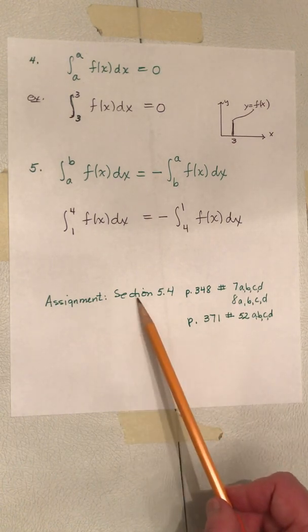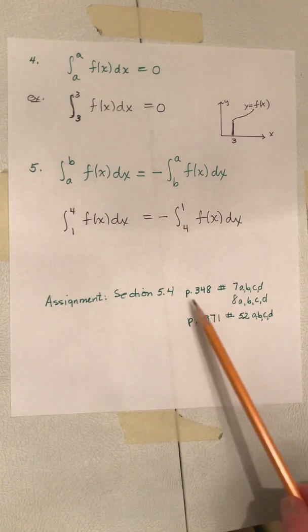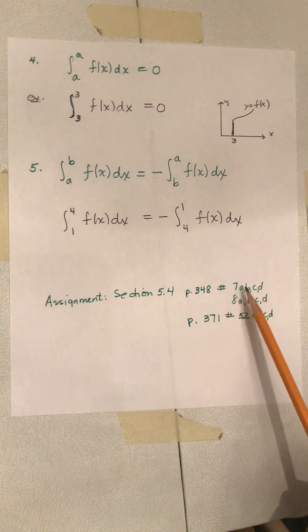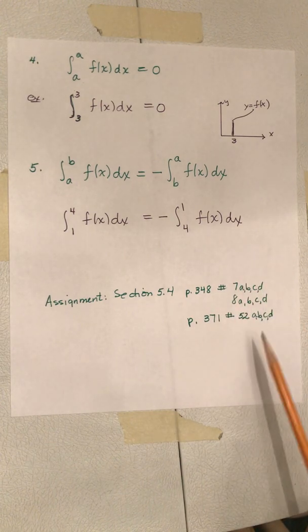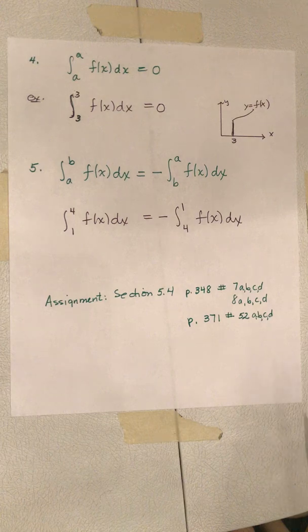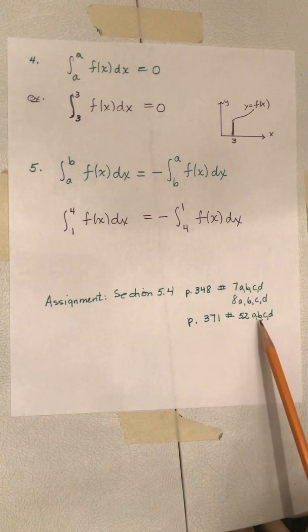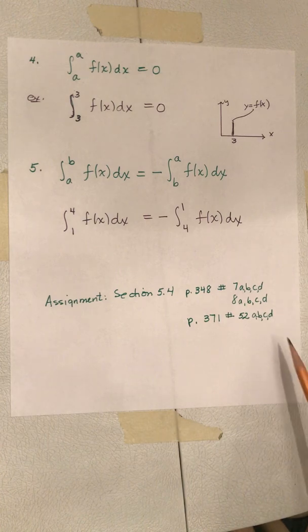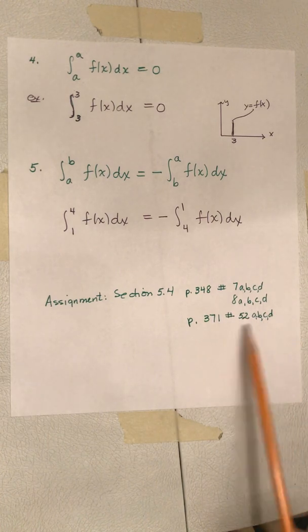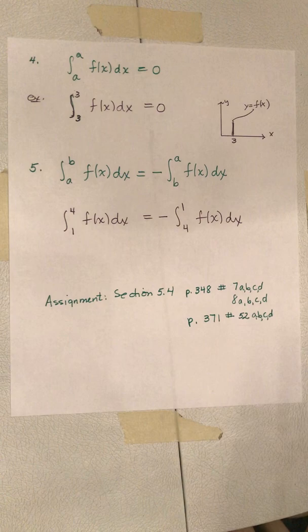And so I have an assignment, section 5.4, page 348, number 7, A, B, C, and D, number 8, A, B, C, and D, and then on page 371, number 52, A, B, C, and D. So try that one, and then I'll post the answers to the even one in my next video.